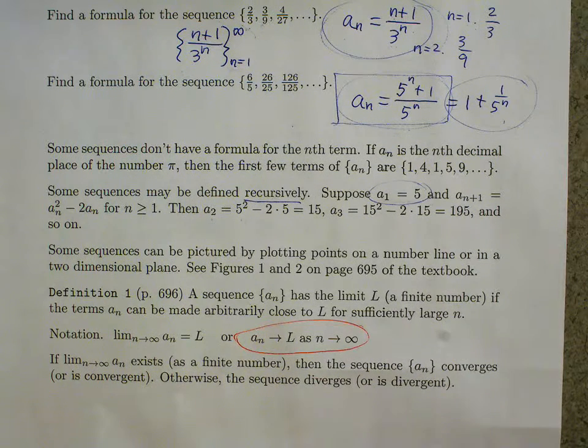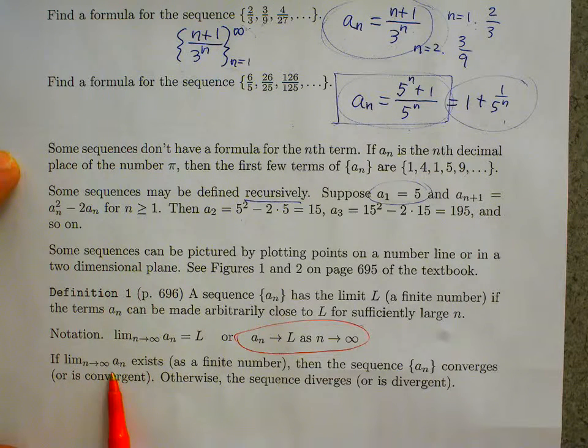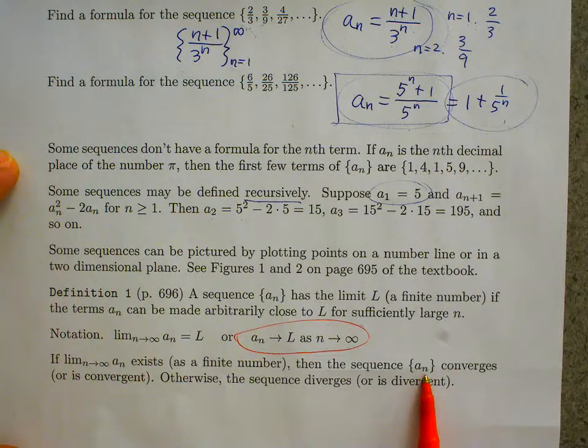And then some terminology that you've seen before or heard before. If the limit of a sub n as n approaches infinity exists as a finite number, then we say that the sequence of a sub n terms converges or is convergent, and otherwise the sequence diverges.